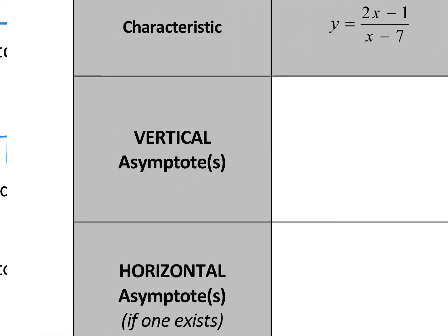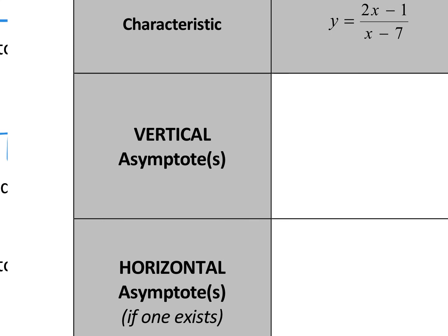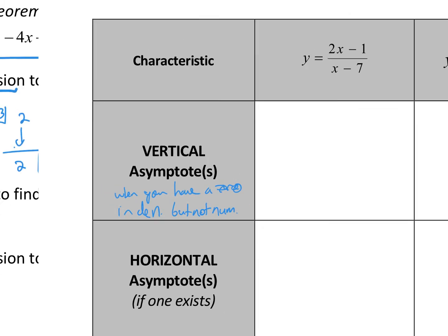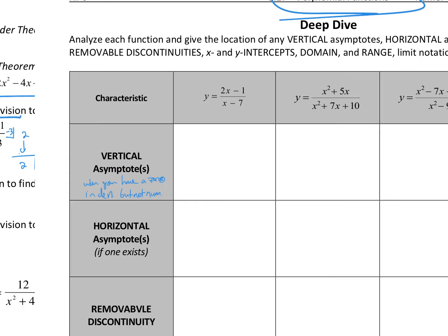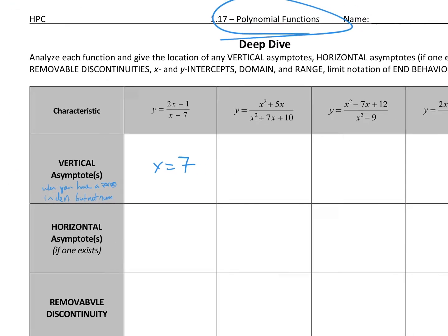A vertical asymptote is when you have a 0 in the denominator, but not in the numerator. So if you have a 0 in the denominator but not in the numerator, you're going to get a vertical asymptote. So in this case, we are at x equals 7. That is a vertical asymptote.